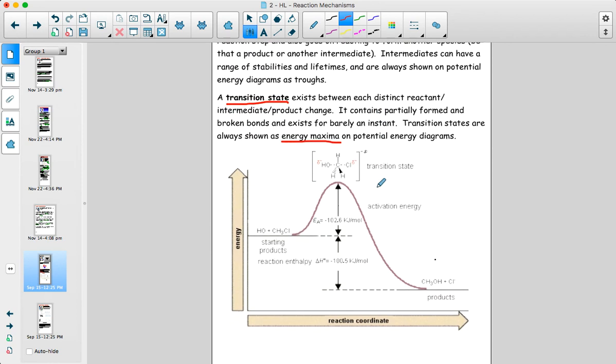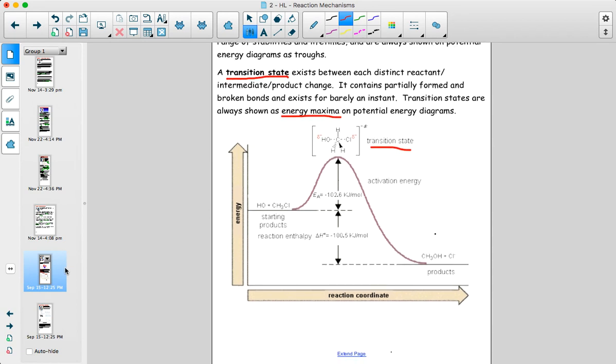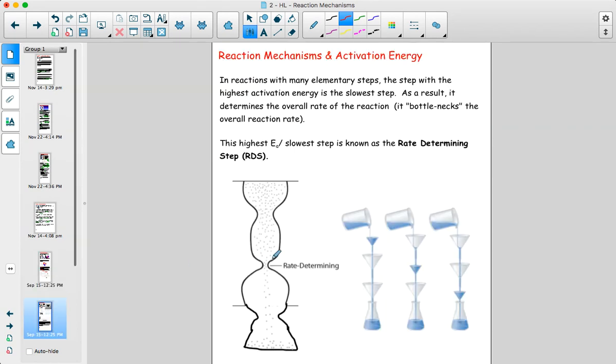states. We'll look at them more specifically later on in the organic chemistry topic, but a transition state is pictured here in this reaction as the bond between the OH and the carbon is forming, while the bond between this carbon and chlorine is breaking. And it's considered to be extremely unstable and therefore having extremely high potential energy. So transition states are always at the tops of these potential energy hills on potential energy diagrams.